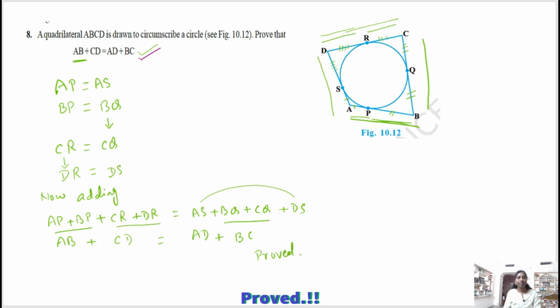So ये बहुत ही आसान है, ठीक है. Now we will move to the next question.